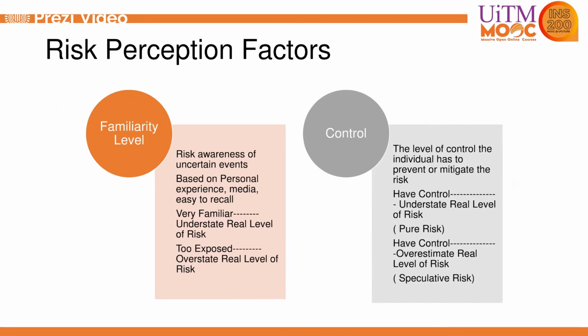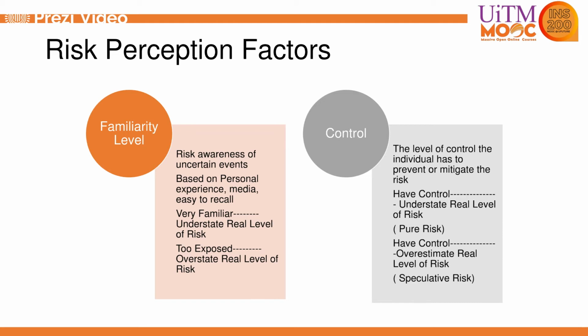familiarity level. Risk awareness of an uncertain event is based on personal experience, media and prior knowledge, or how easy it is to recall. So when a person is very familiar with something, this person tends to understate the real level of risk. But when a person is too exposed to a certain event, this person normally will overstate the real level of risk. For example, if you are too familiar with something, you will understate the level of risk.